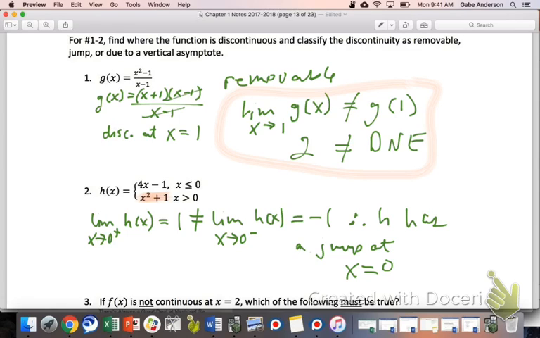So if the original was really 4x plus 1, oops, instead of 4x minus 1, how would that change things? Well, when you look at the limit from the right, we still get 1 because that hasn't changed. But the limit from the left would not be negative 1 anymore. What would it be? It would be 1. So it would actually end up being a continuous function. There would no longer be a jump.